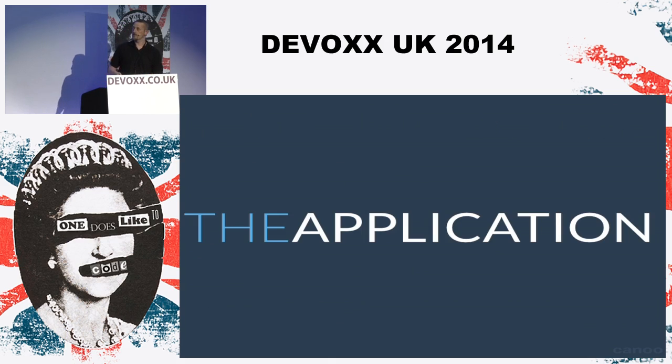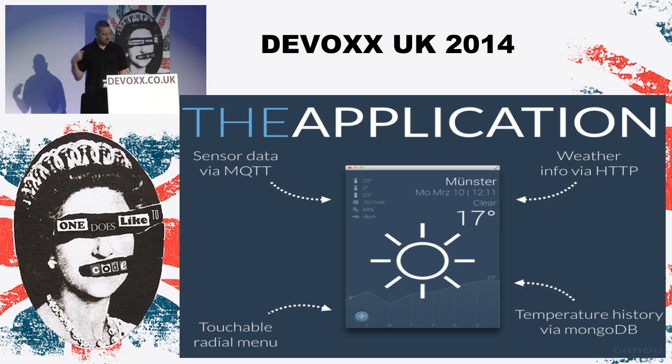Okay. To give you an idea about the application that I wrote, I just grabbed some screenshots from the desktop edition. So this is the main screen, and you see I have some touchable menu here because I would like to use it on an iPad, for example. I have some sensor data that I get via MQTT, which is a communication protocol that's very famous in IoT. Then I get weather information via HTTP protocol, and here, for example, I get data from a MongoDB instance.